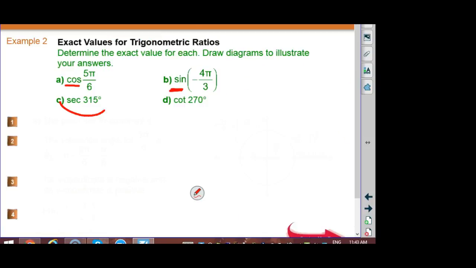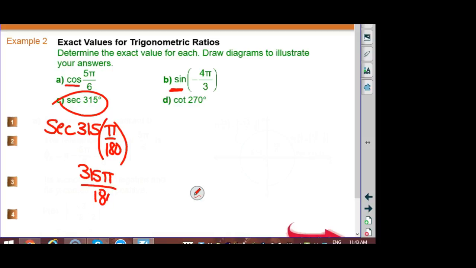Okay, so now we have something in degrees. Since we were looking at radians, we might want to switch it to radians so we can check on our unit circle. To switch something to radians, you multiply by pi over 180. Then you'd have 315 pi over 180, which can reduce to what? I honestly don't know, so we'll have to reduce it. When we reduce it, we get 7 pi over 4.